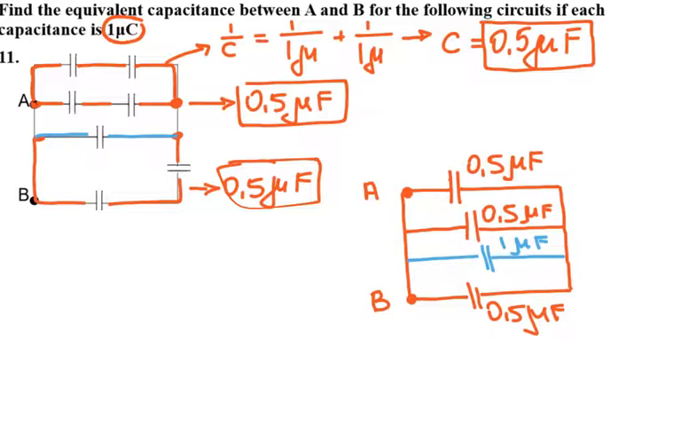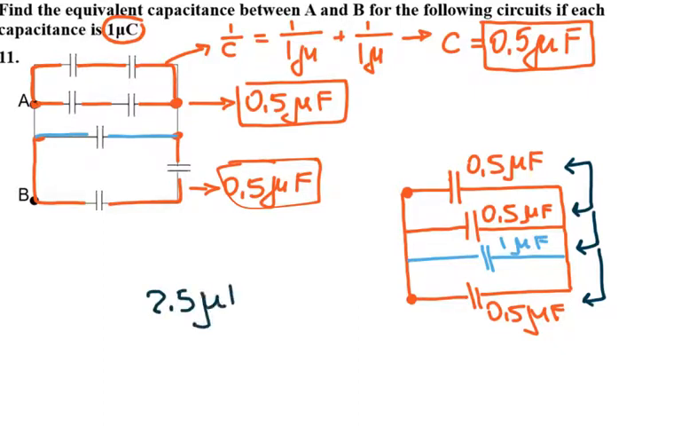Now all these guys are connected in parallel, and actually point 1 and point A and B are the same point. I don't even have to write it here. So all of them are connected in parallel, so now I just have to add them. I don't have to do 1 over. So I have 0.5 plus 0.5 gives me 1 microfarad, add another 1 microfarad gives me 2 microfarad, and add another one gives me 2.5 microfarad as the total capacitance of all the capacitors connected in this circuit.